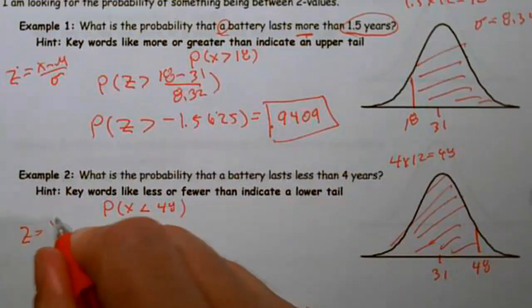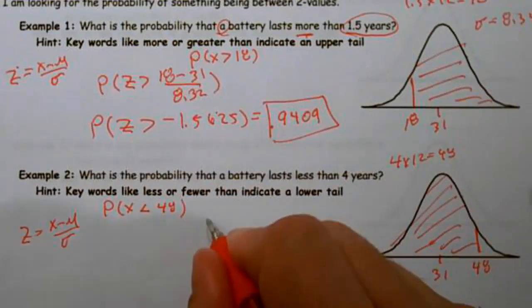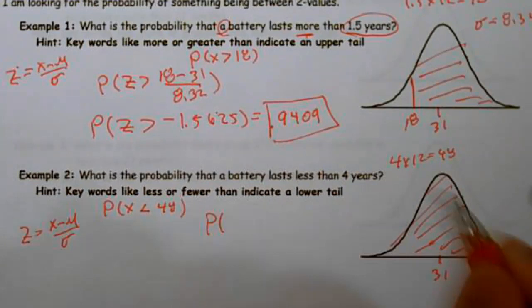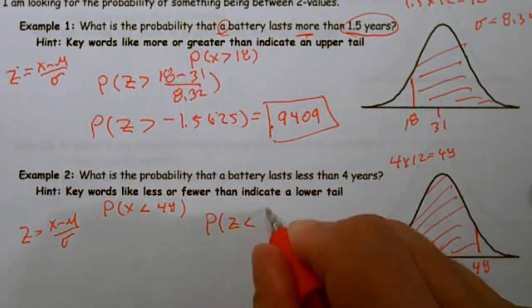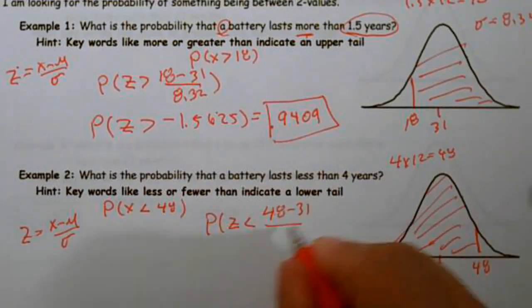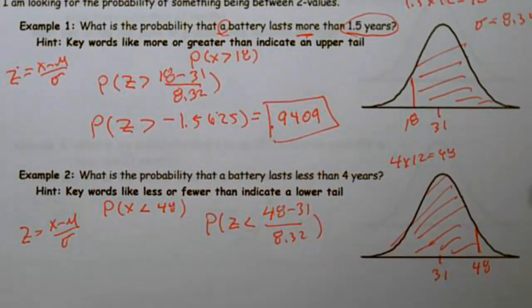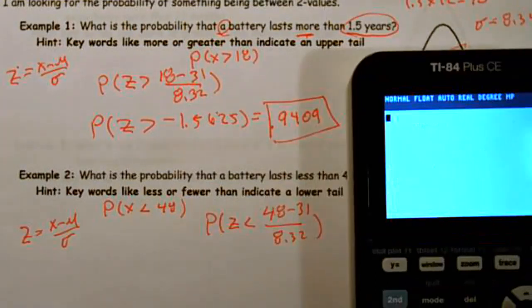Z equals X minus mu over sigma. And I want the probability that Z is less than 48 minus 31 over 8.32. And once again, you can do this by normal CDF, and I'll do that real quickly.